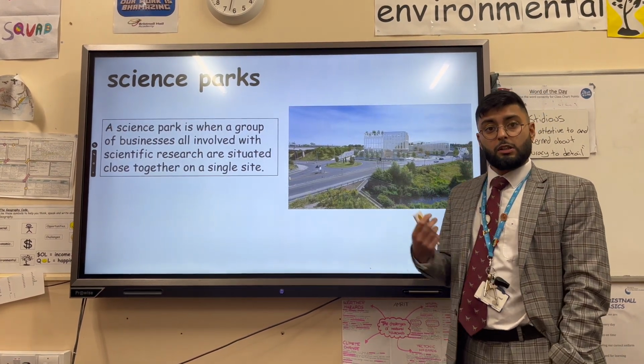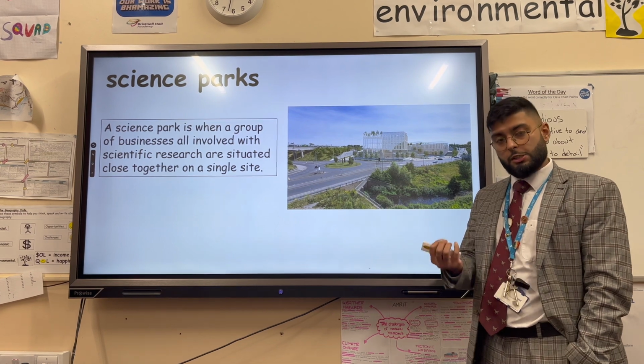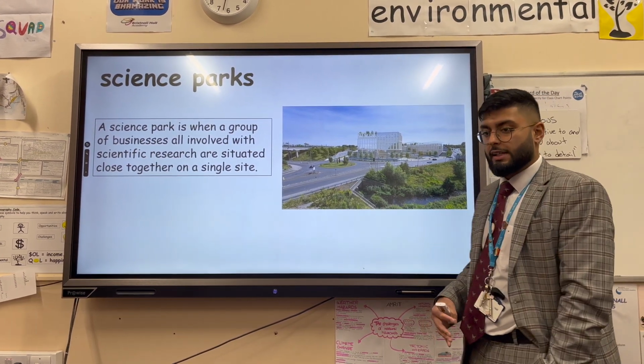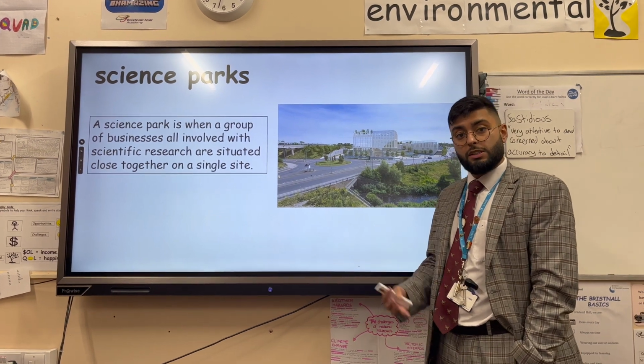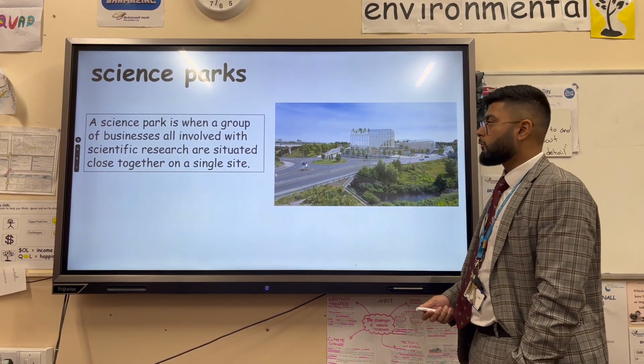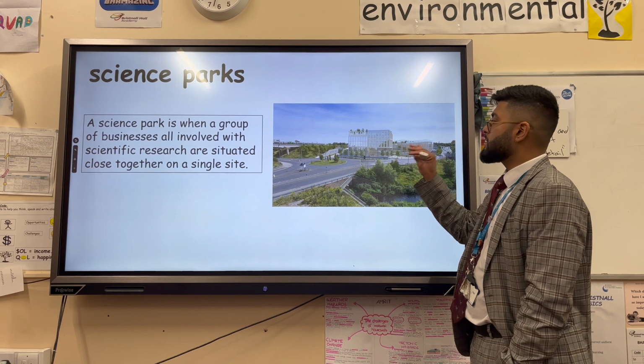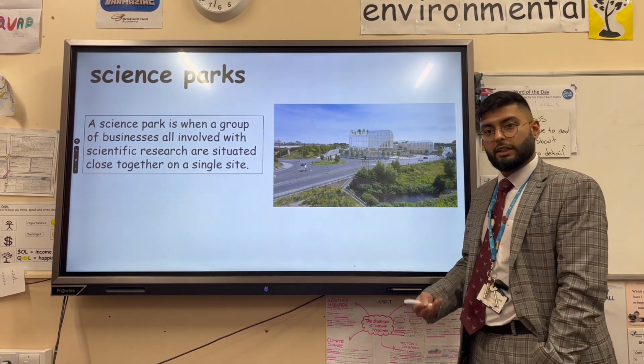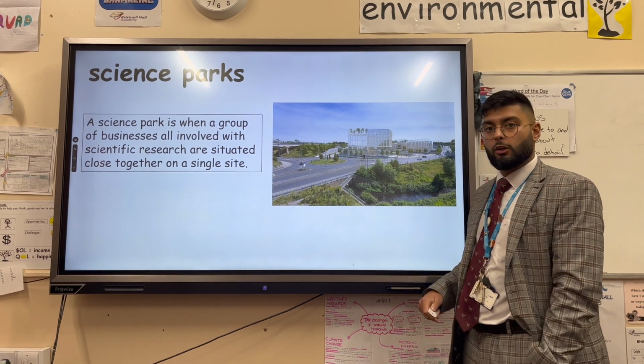Science parks. So science parks and business parks are clusters of businesses, groups of businesses that work together. A science park is a group of scientific businesses, involved in the quaternary or research centre, but they're situated on a local site all together so they can work together to improve regional economic growth.